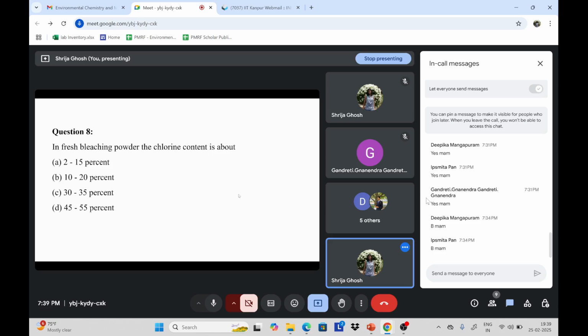Okay, moving on to the next question, question number 8. In fresh bleaching powder, the chlorine content is about what? Option A 2 to 15%, option B 10 to 20%, option C 30 to 35%, and option D 45 to 55%. What is the chlorine content in the fresh bleaching powder? You can answer in the chat box.